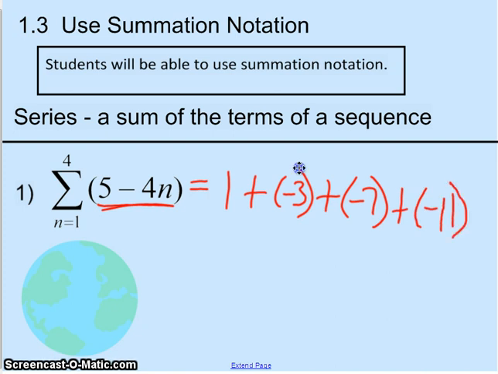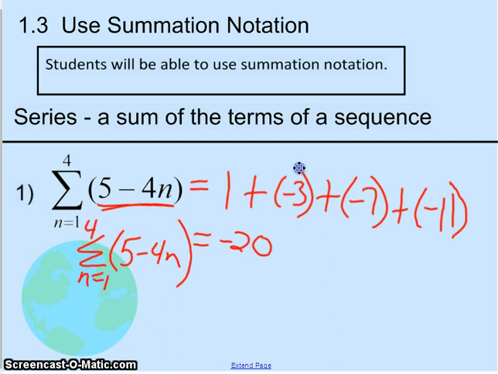Okay, so what do you get when you add them together? I'm just using a calculator here: 1 minus 3 minus 7 minus 11. I probably could have done that in my head, but I didn't. And I got negative 20. So the sum of the first through 4th terms of the arithmetic sequence 5 minus 4n equals negative 20.